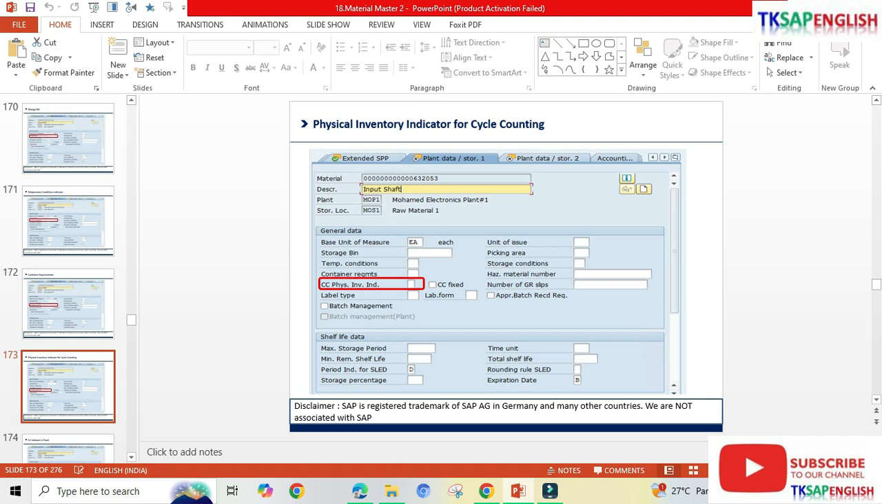So ABC analysis of the material is nothing but, so A means fast moving goods or daily usage goods. B means we can use weekly once or weekly twice. C category means we can use monthly once or monthly twice. So based on the material usage, we can categorize A, B, C, three levels. So the next one, CC indicator is fixed. Specifies that the cycle counting indicator cannot be changed for cycle counting by an ABC analysis.